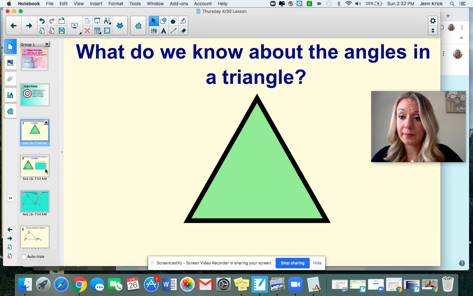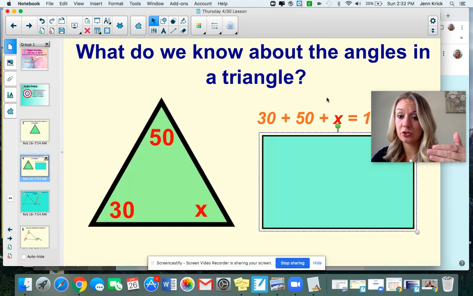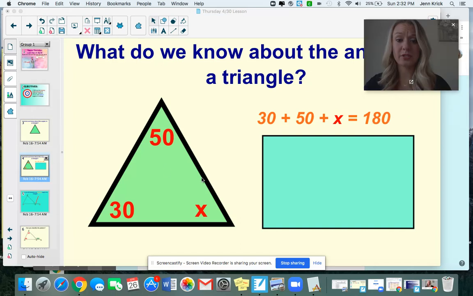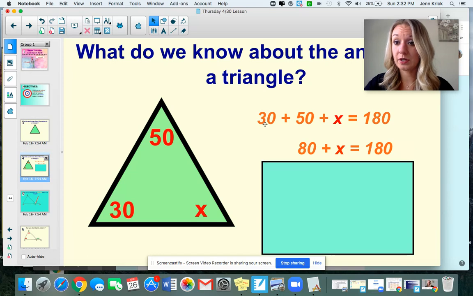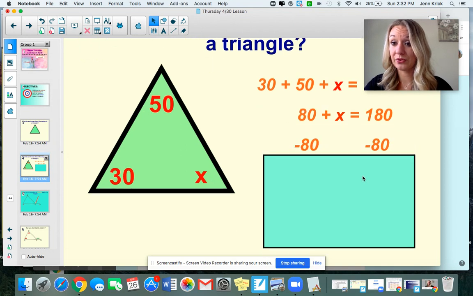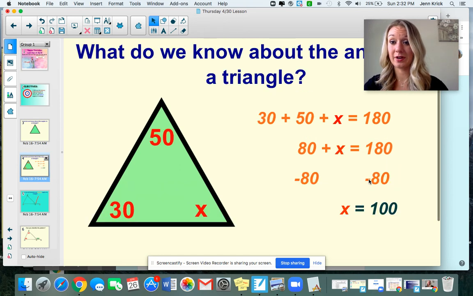So if I gave you a problem like this, and again, this is still just review, and I told you to solve for this unknown angle. You've got 30, you've got 50, and you've got x. You know that they all add up to 180 degrees, so you can write an equation. 30 plus 50 plus x equals 180. Then you can combine like terms. 30 plus 50 is 80, and then plus x equals 180. Subtract 80 from both sides. 180 minus 80 is just 100, so you get x equals 100.